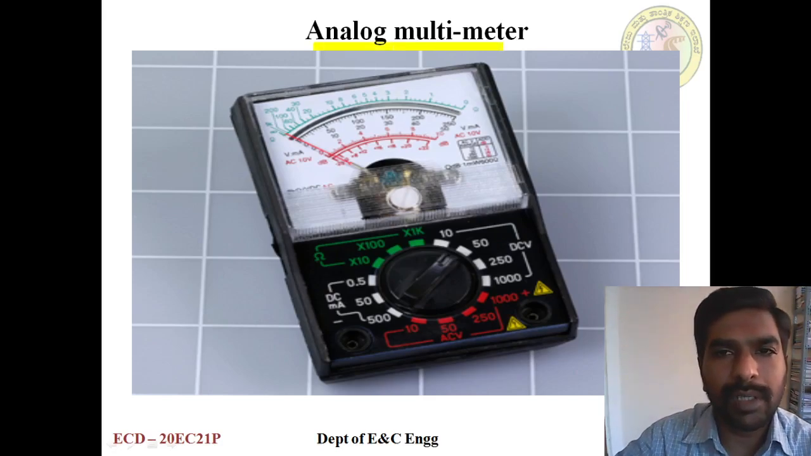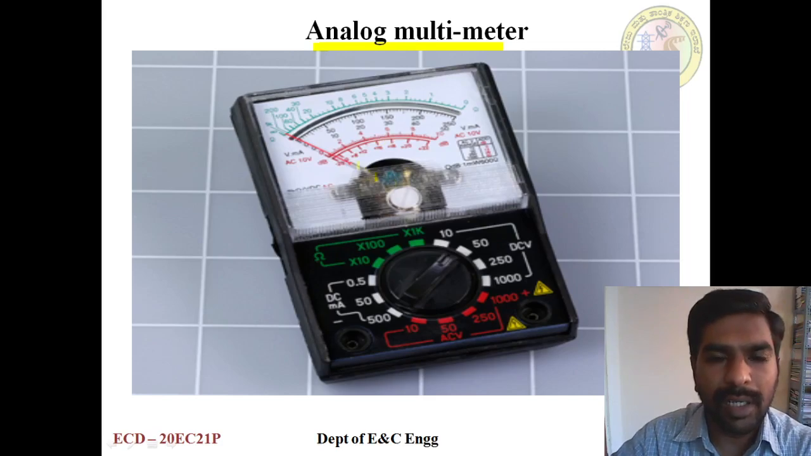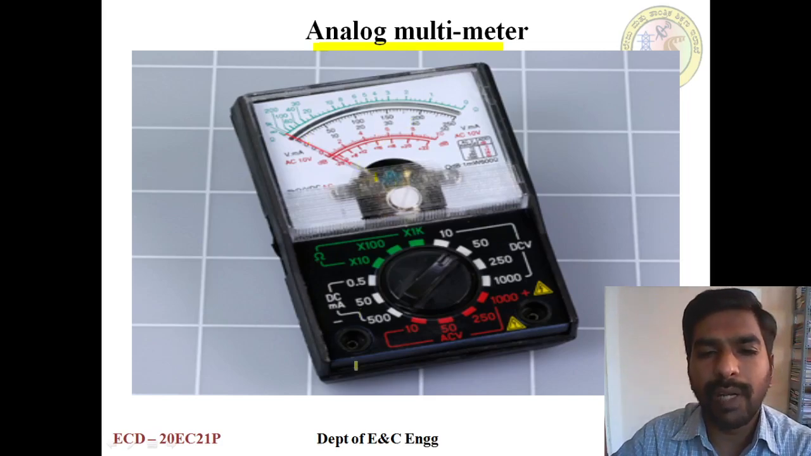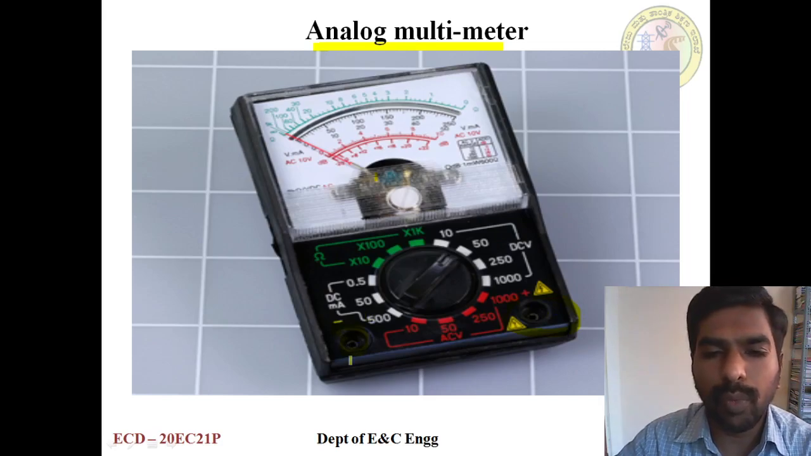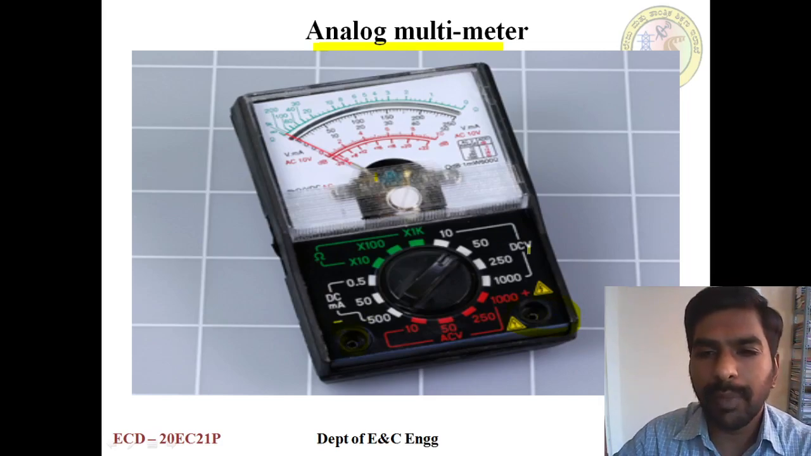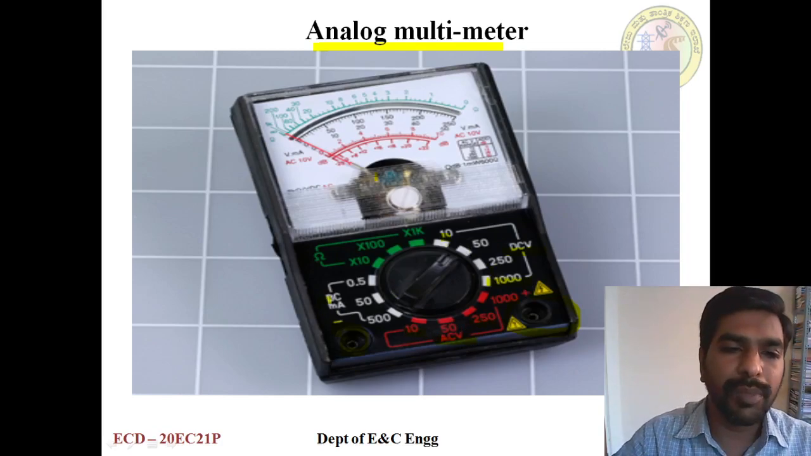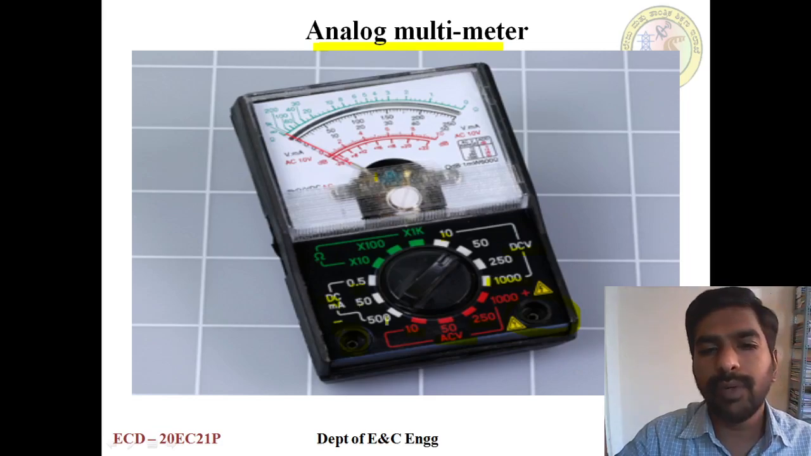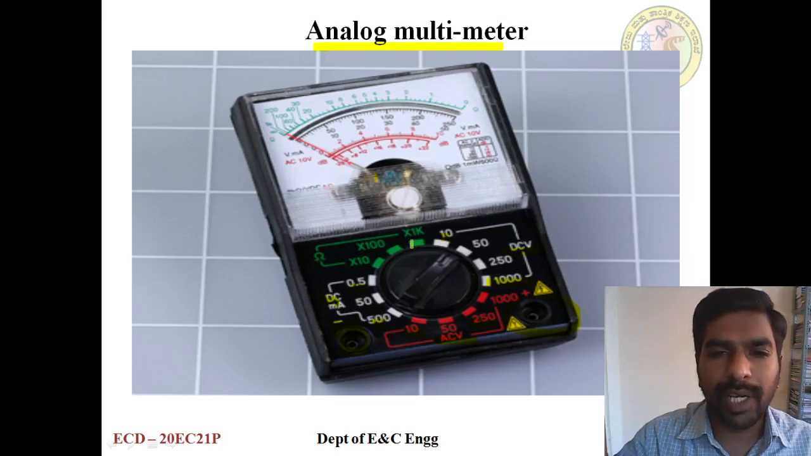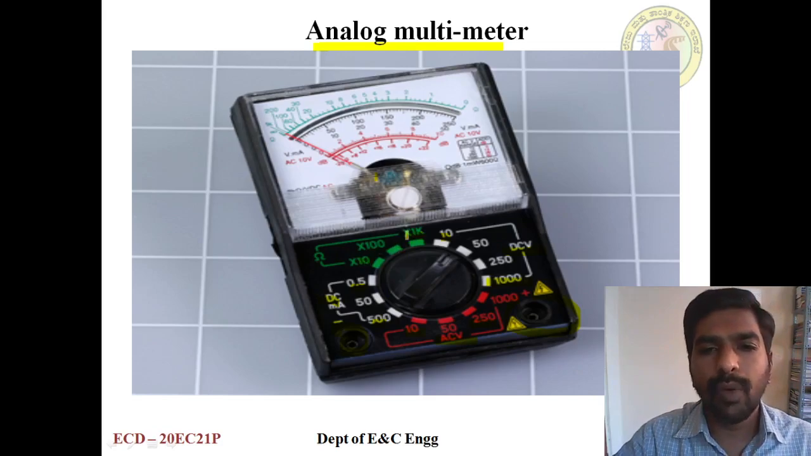In an analog multimeter, there is a needle, and the needle will be deflected based upon the values. There are connecting points: red means it's positive, and black means it's ground. We connect the two probes. With these two probes, we can measure DC voltage. DCV means DC voltage, ranging from 10 volts to 1000 volts, and there is AC voltage also. You can measure from 10 to 250 volts, and you can measure DC milliamp current also. It's 0.5 to 500 milliamps, and we can measure the resistance value from 10 ohms to 1 kilo ohm.